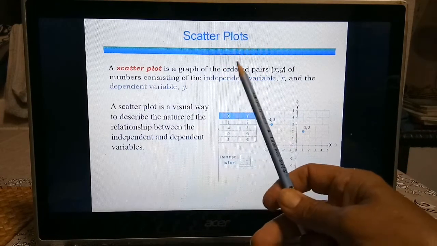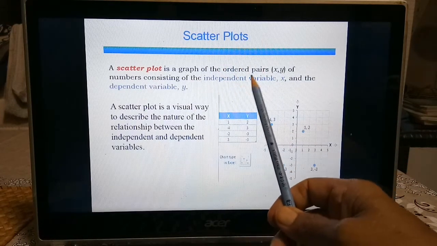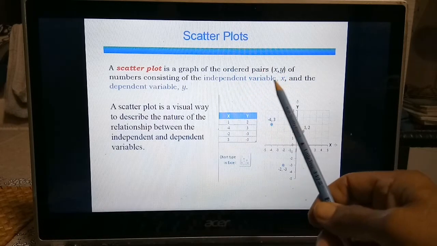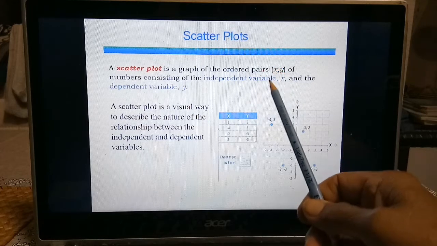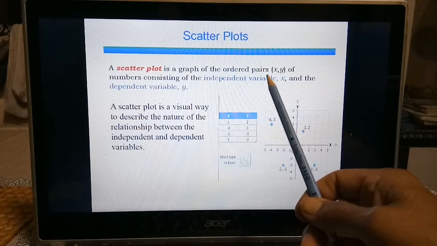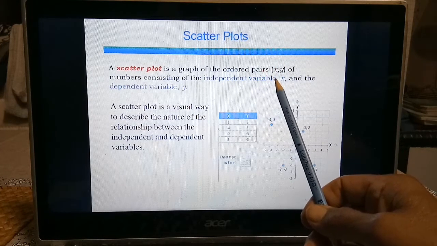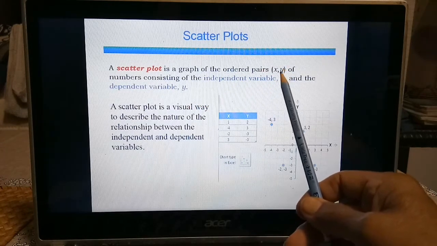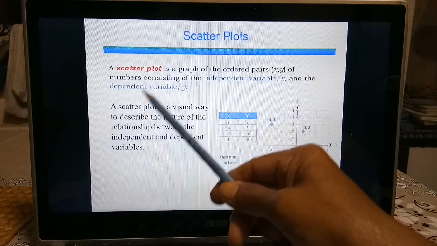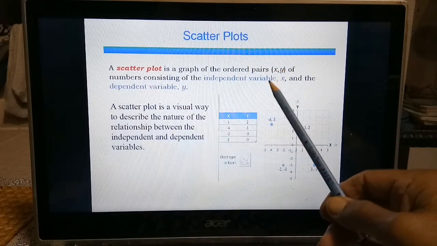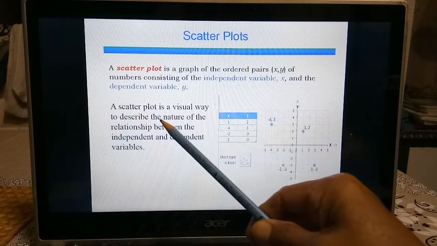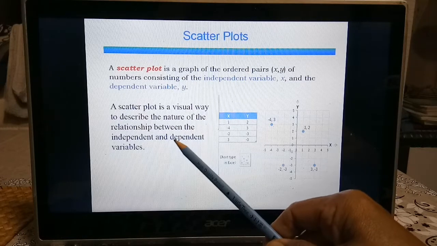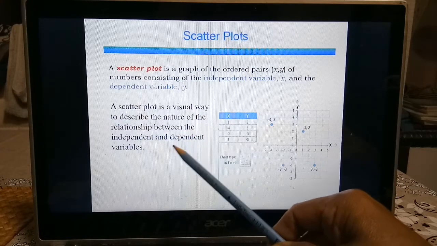Okay, a scatter plot is a graph of the ordered pairs for X and Y, consisting of the independent variable X. X is the independent variable, which does not depend on any other variable. It stands on its own. And the dependent variable Y, by its name, is dependent because its value depends on the value of X. A scatter plot is a visual way to describe the nature of the relationship between the independent and dependent variables.